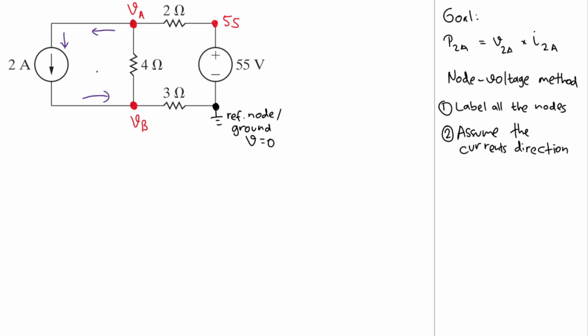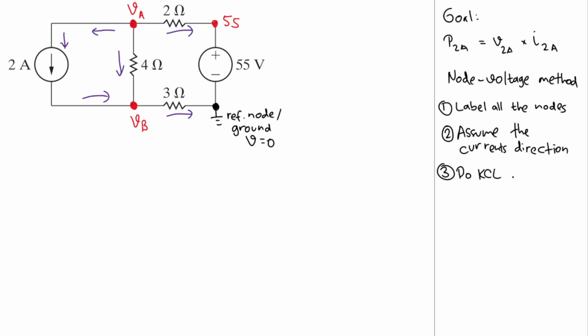Okay, and then what else? I think for this 4 ohm resistor, I will assume it goes down like this. And then for this 2 ohm, I think I will assume it is going to the right like that. And for this one, I also assume it is going to the right. Okay, and then we have assumed all the current directions. We need to do the third step.